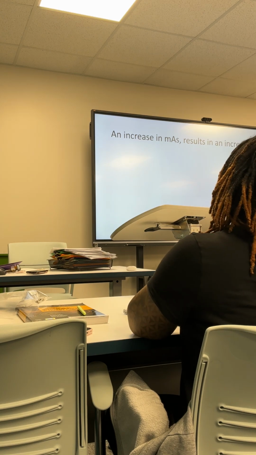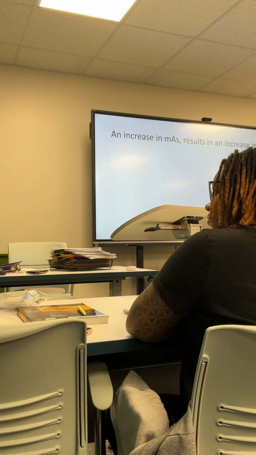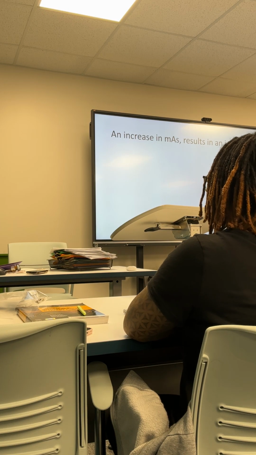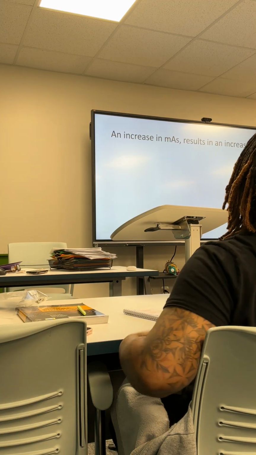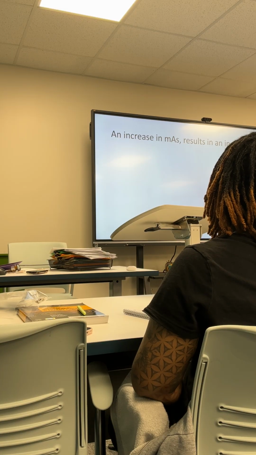Because the one is directly proportional. That's why. Directly means not squared. So what happens to one side happens to the other side. So mAs is a direct quantity and kVp is an indirect quantity.